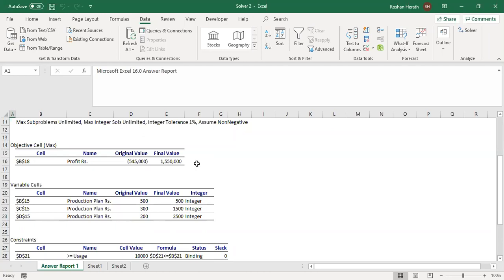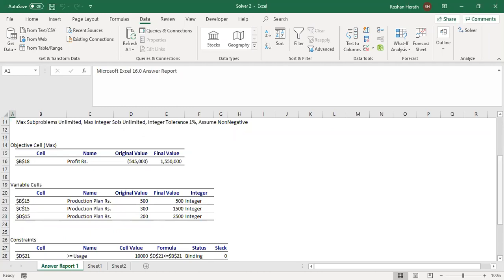Then we have the variables. So it's about the changing variables you get. And here you have the values that you have originally assumed: 500, 300, and 200. But subject to the constraint, now you have come to the product mix of 500 units, 1,500 units, and 2,500. So if you had defined these cells earlier, they may come with the relevant range names, like small, medium, and large. So that is something you can do when you are performing this solver solution.